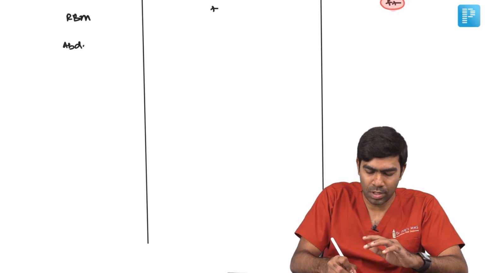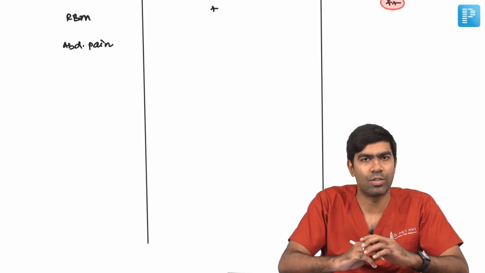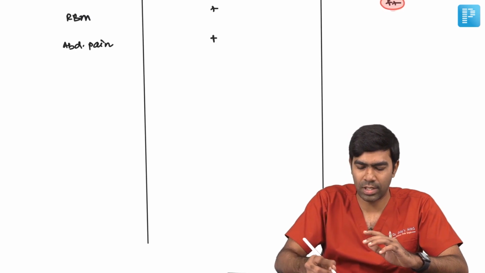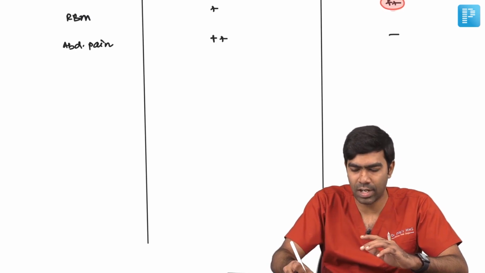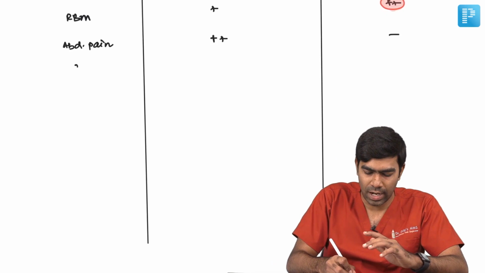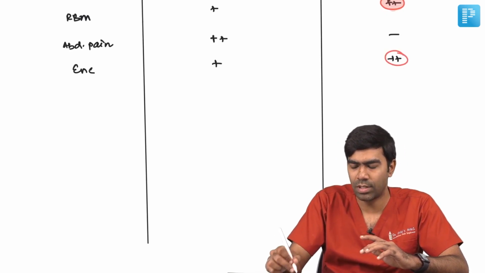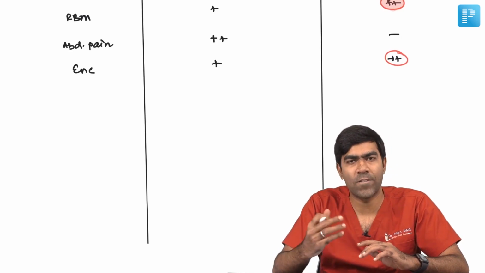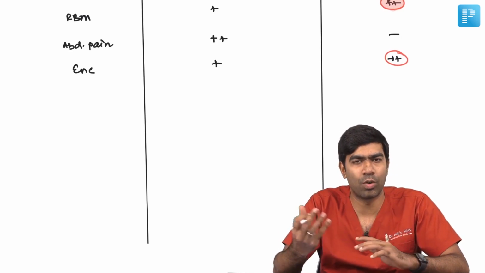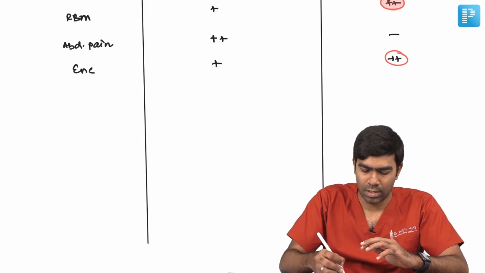And what about the abdominal pain in these individuals? Abdominal pain is a feature of DKA, very unlikely to happen in HHS. And encephalopathy can happen in both, even though the risk of encephalopathy is more with HHS because of the hyperosmolarity, which is more in HHS patients.